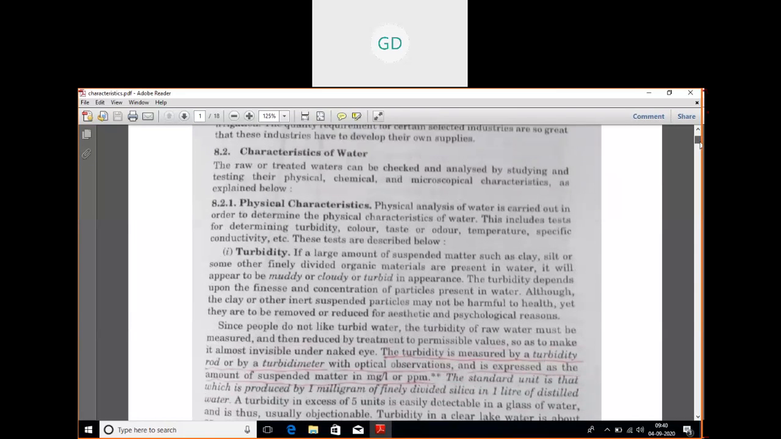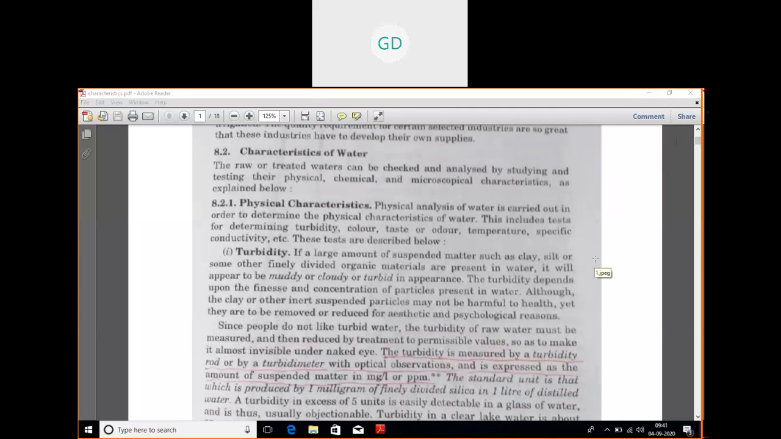Characteristics of water we will learn. That means the quality of water. From the first day itself, we have been talking about how we take the water from the source, then it is taken to a treatment plant. The water is treated.